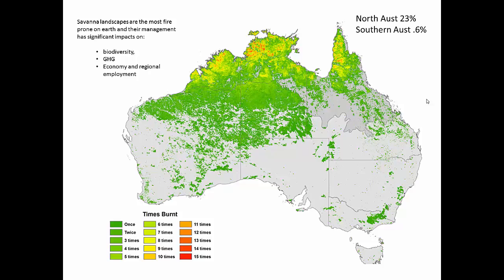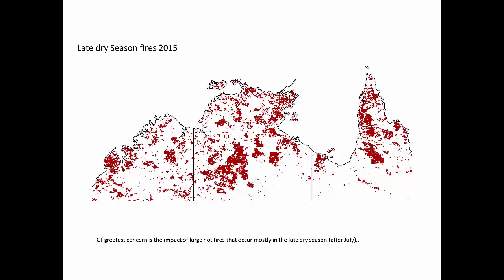But as you can see from this image, it's a satellite-derived data set. The vast majority of fires in Australia occur in the savanna landscapes, around 23% annually, as opposed to southern Australia, which is less than 1%. What is of real concern, though, are the hot, late, dry season fires. These are large fires, and they can have quite severe impacts on biodiversity and greenhouse gases.